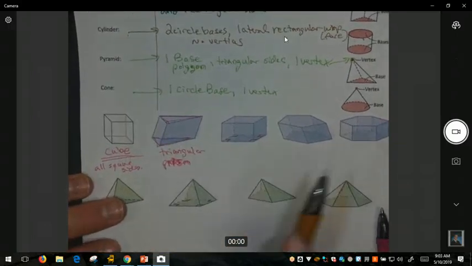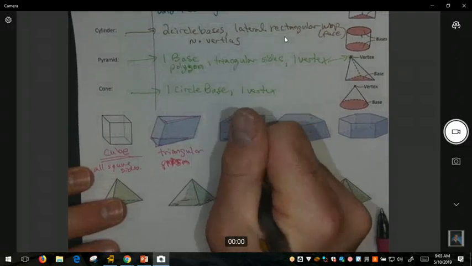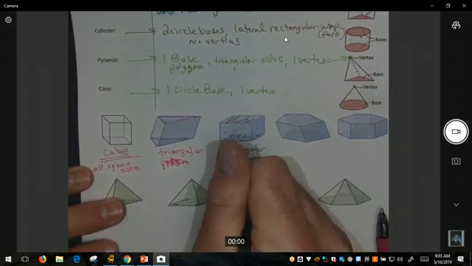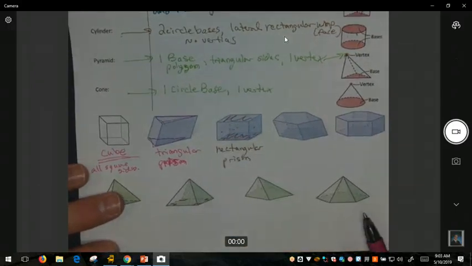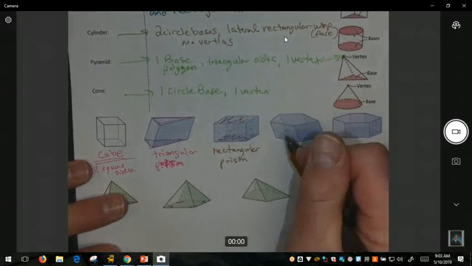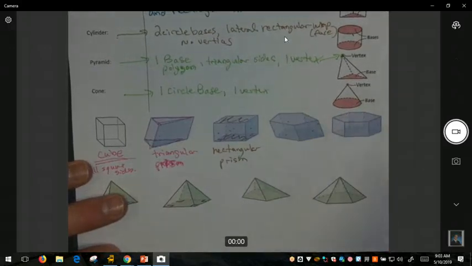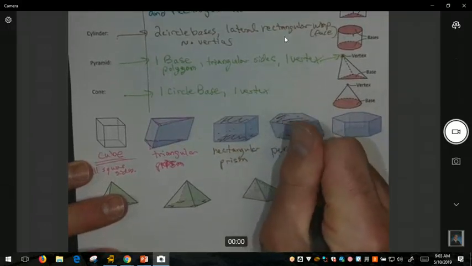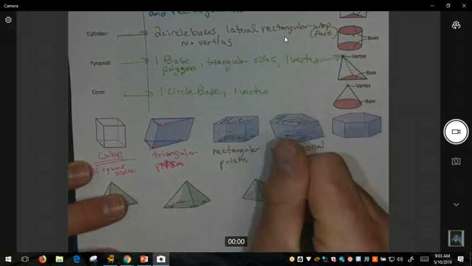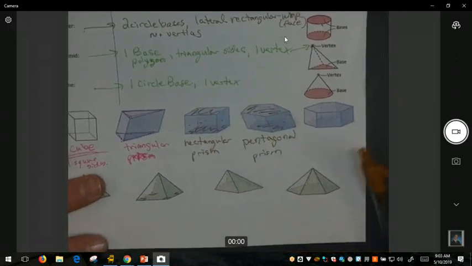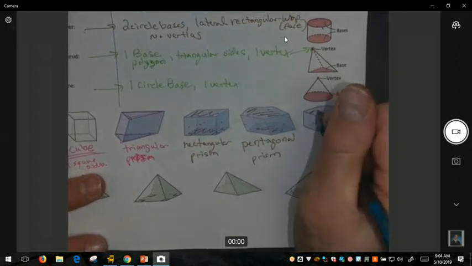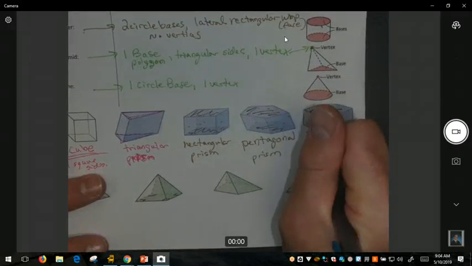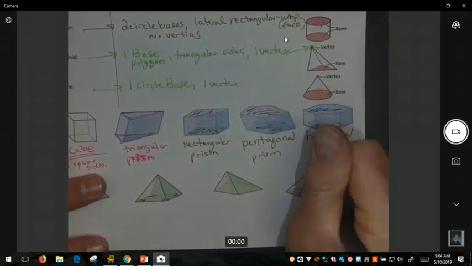Prism. On the next one, we have rectangular sides, we have rectangular bases, so it is a rectangular prism. On the next one, again, we have rectangular sides, or parallelogram sides, and this time we have pentagons as bases, so it's a pentagonal prism. And this one is a hexagon for its bases, but rectangular sides, 2 hexagons, parallel bases. So we have a hexagonal prism.